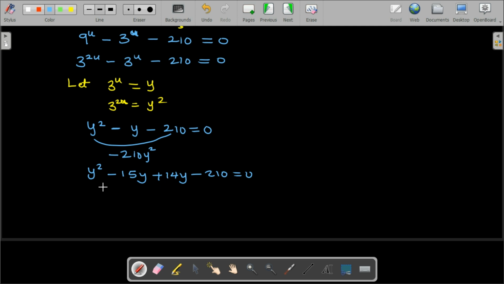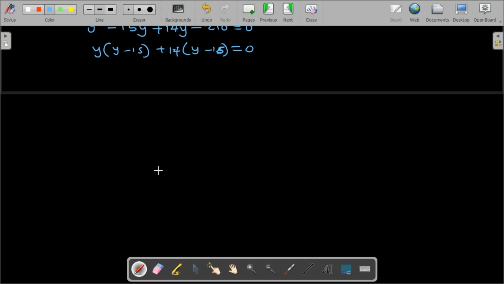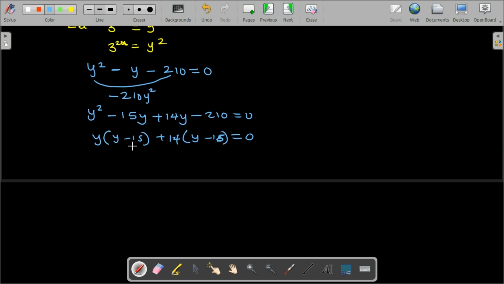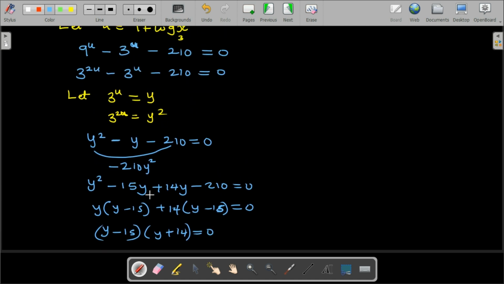Okay, so from here, upon factorization, we can see that y is common here: y times y minus 15. That is, we group them into 2. Then 14 is common here, and we have y minus 15. So y minus 15 is common to both terms, and then we have y plus 14 equals 0. So from here, we could calculate what y is.